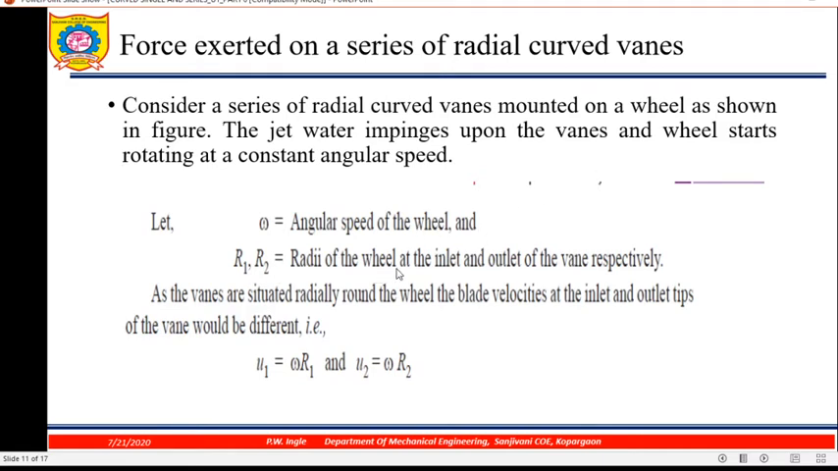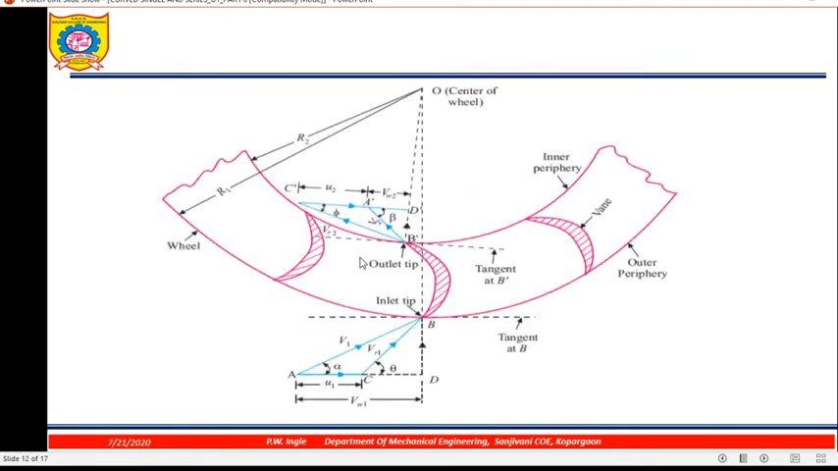R1 and R2 are the radii of the wheel at inlet and outlet, and U1 equals WR1 and U2 equals WR2. You can see here the number of vanes mounted on the wheel. So this is the inlet velocity triangle and this is the outlet velocity triangle.